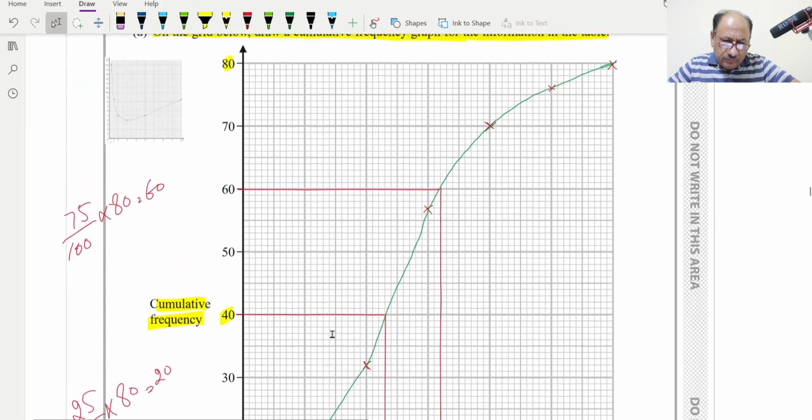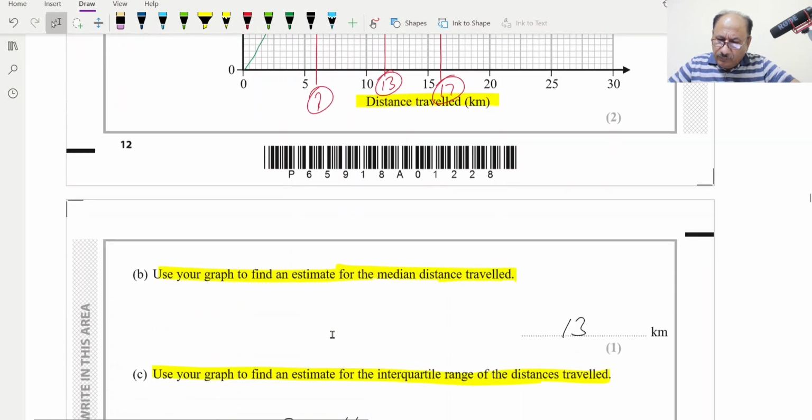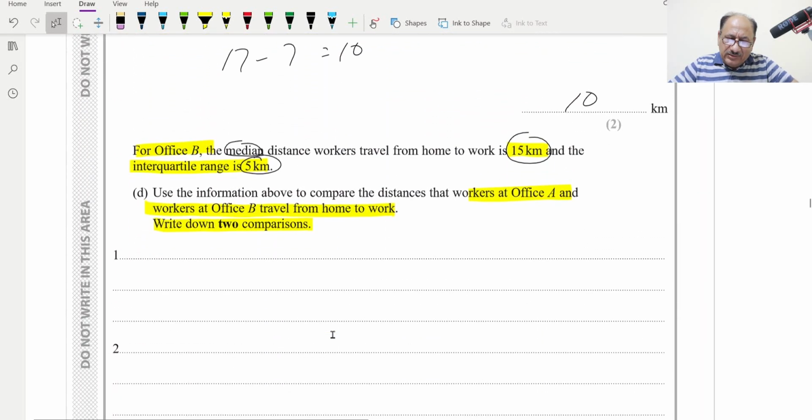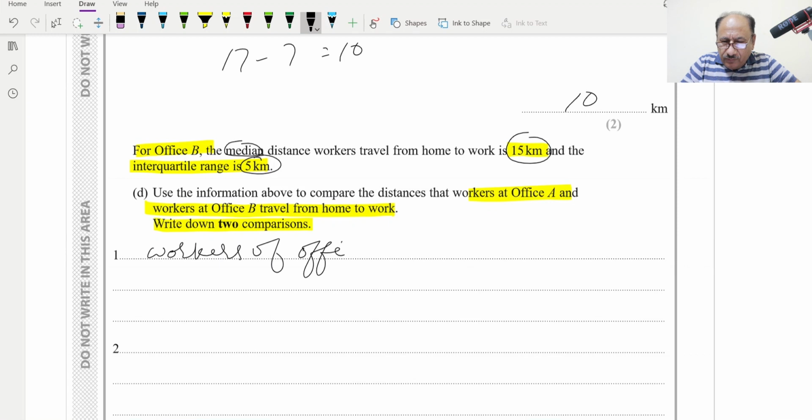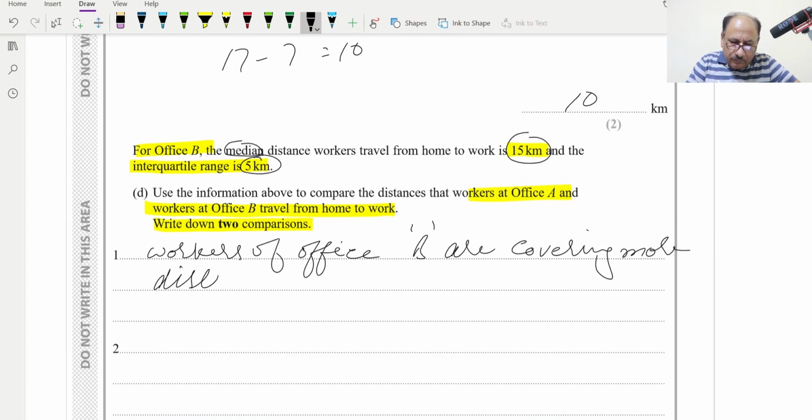Middle value is 15, so they are covering more distance. So office B, we can write that workers of office B are covering more distance than office A workers.